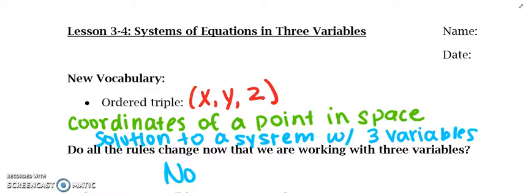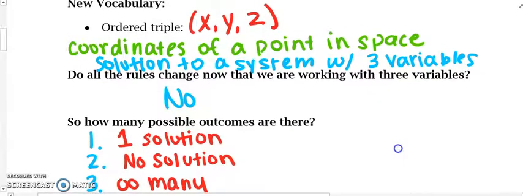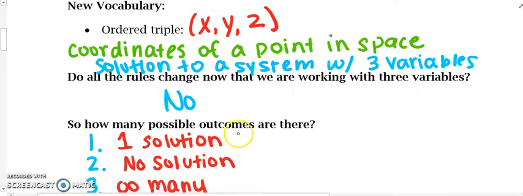We've already solved systems of equations with two variables in three different ways, and remember our options were infinitely many, no solutions, or one answer, which was an ordered pair. Now we're going to solve systems of equations in three variables, and it works the same way. We have one solution, no solution, or infinitely many, except this time our one solution is going to look like an ordered triple. So now we're dealing with three variables, x, y, and z.